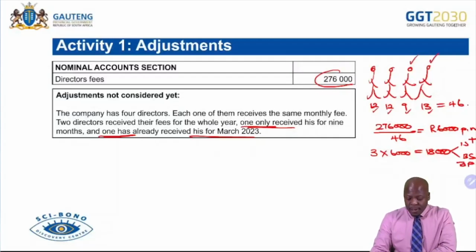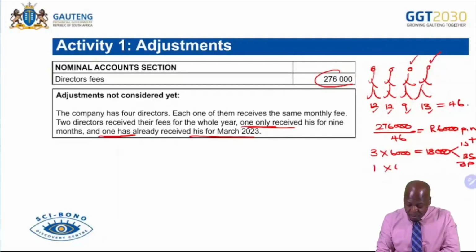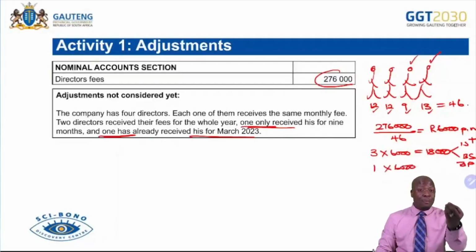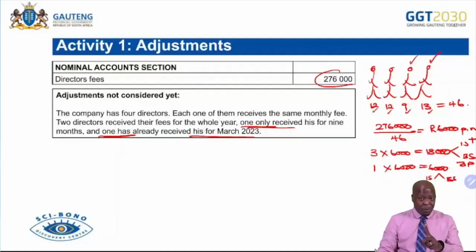Then the second director who has a problem, what was the problem? We paid him for how many months? 13 months instead of 12. So with one of the directors, we have paid 6,000 per month and we paid him one month more. That means we have a prepaid expense of 6,000. That should go into the income statement and it should go to your balance sheet. Are you still following me?